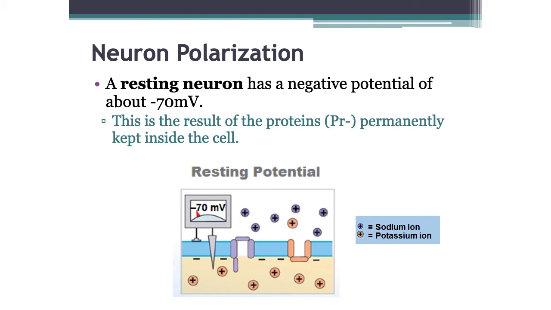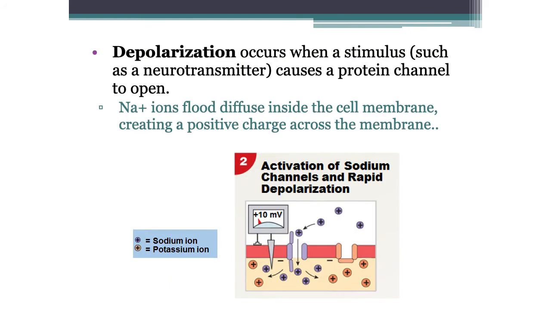So let's talk about the activation. Depolarization occurs when a stimulus, such as a neurotransmitter, causes a protein channel to open. Sodium ions diffuse inside the cell membrane, creating a positive charge across the membrane. So you see those blue molecules, those sodium molecules moving in, positively charged sodiums.